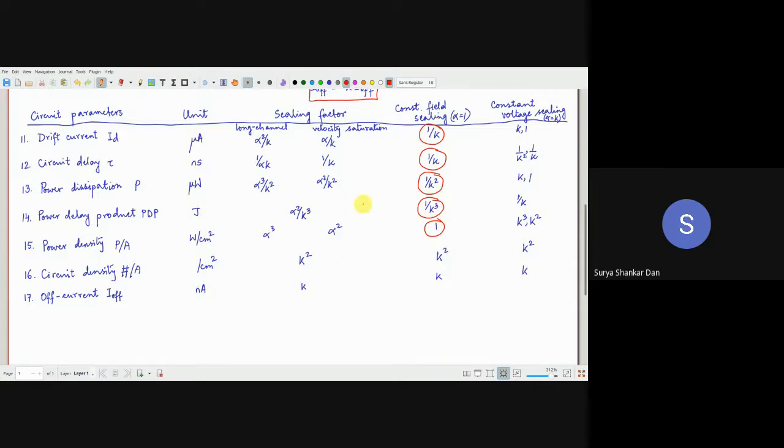I have already emphasized earlier that when we are designing analog IC designs, our metric will be GBW, gain bandwidth product. When we are designing digital circuitry, our metric will be PDP, power delay product. So in case of analog circuits, this GBW should be increased as much as possible. In case of digital circuitry, we need to reduce this PDP as much as possible.